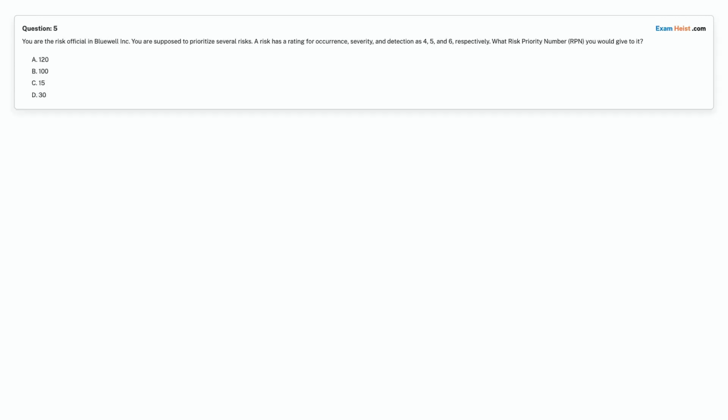Question 5. You are the risk official in Bluewell Inc. You are supposed to prioritize several risks. A risk has a rating for occurrence, severity, and detection as 4, 5, and 6, respectively. What risk priority number, RPN, would you give to it? Option A, 120. Option B, 100. Option C, 15. Option D, 30. Choose the correct answer.